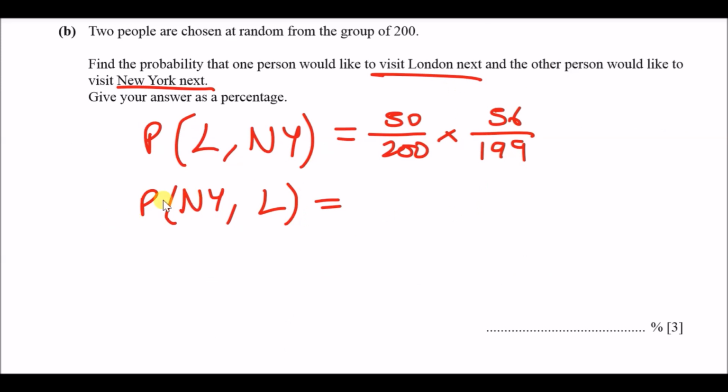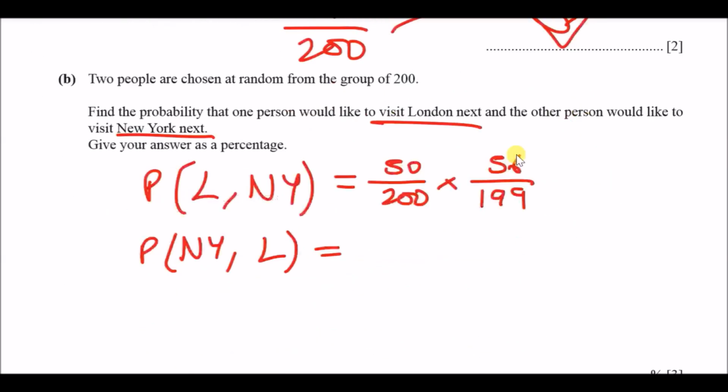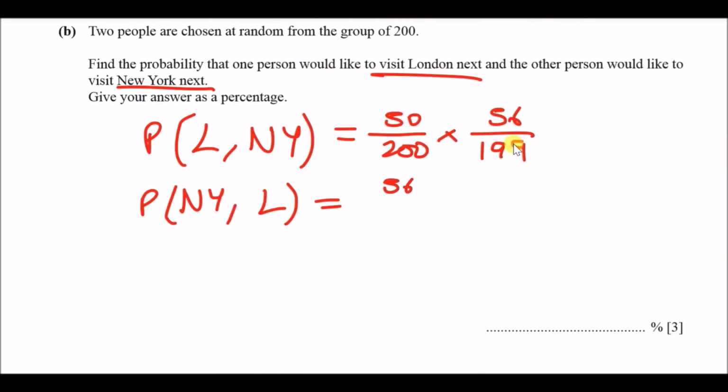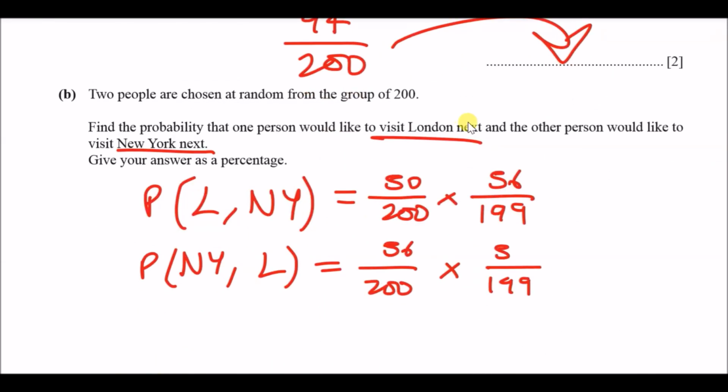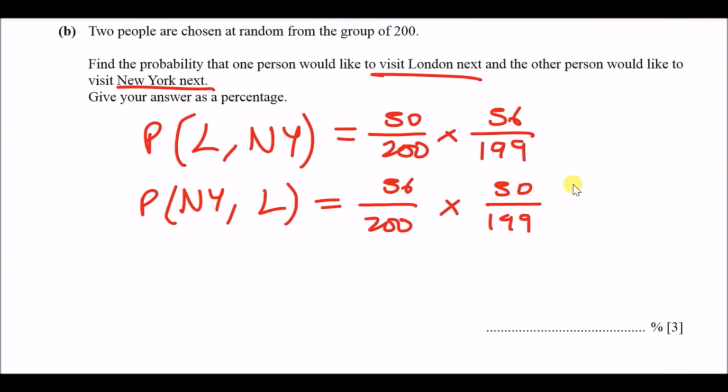Now for the second one, New York and London, you do the same thing. So you've got 200 people, and the probability of going to New York would be 56 out of 200 people. Now that that guy's going to New York, you're left with 199 people. And the chance of that person going to London is 50. So you can probably see that you get the same result. In this case, you could just work out the top one and double it. But for me, it's always safe to do them separately.